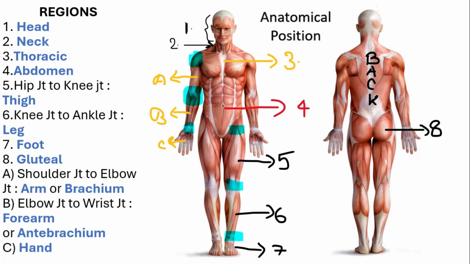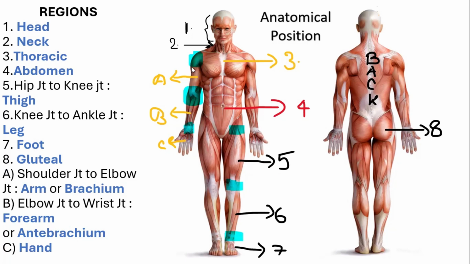Then we will come to the inferior extremity first, and then the superior extremity. There is one hip joint and knee joint. The space between the hip joint and knee joint we will call the thigh. See, number 5, hip joint to knee joint, this place is known as the thigh region. And then this is the knee joint and this is the ankle joint. This place is known as leg, and the rest from the ankle joint is known as foot.